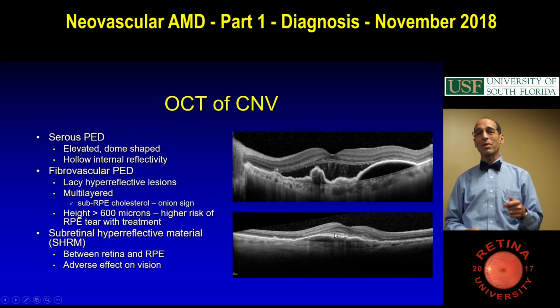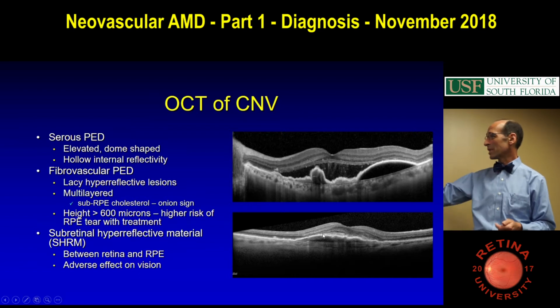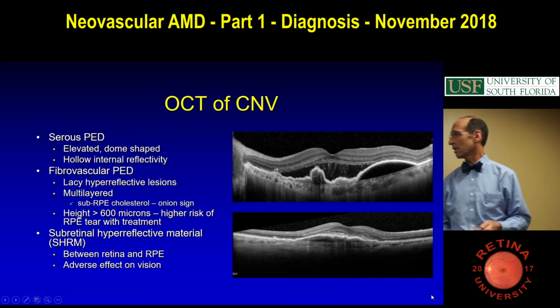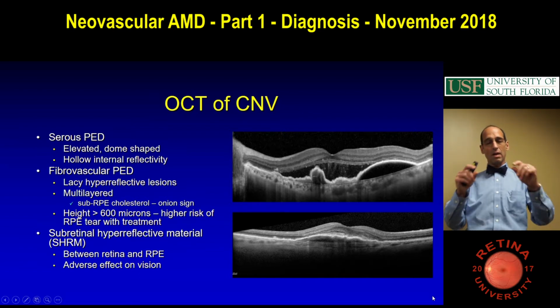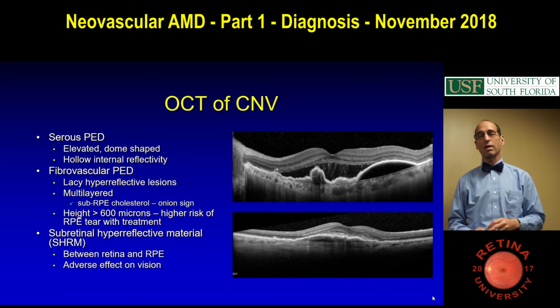Also subretinal hyperreflective material, which I don't think anybody's ever going to ask you about, but this one on the bottom is supposed to show the subretinal hyperreflective material. So in front of the RPE, there's that band of material.